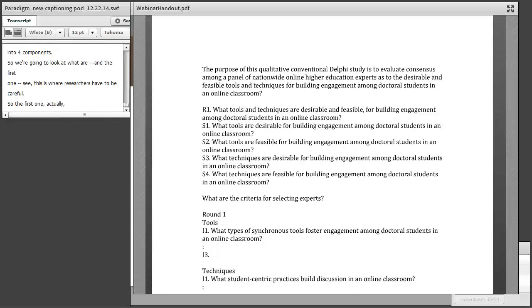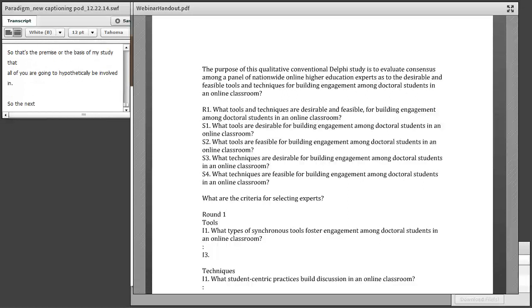My apologies. So I'm going to ask what are the desirable, in fact, in this case, it's going to be what are the desirable tools, or what tools are desirable for building engagement. And then we're going to ask what tools are feasible for building engagement. And then we're going to ask what techniques are desirable for building engagement. And we're going to look at what techniques are feasible for building engagement. So that's the premise or the basis of my study that all of you are going to hypothetically be involved in.